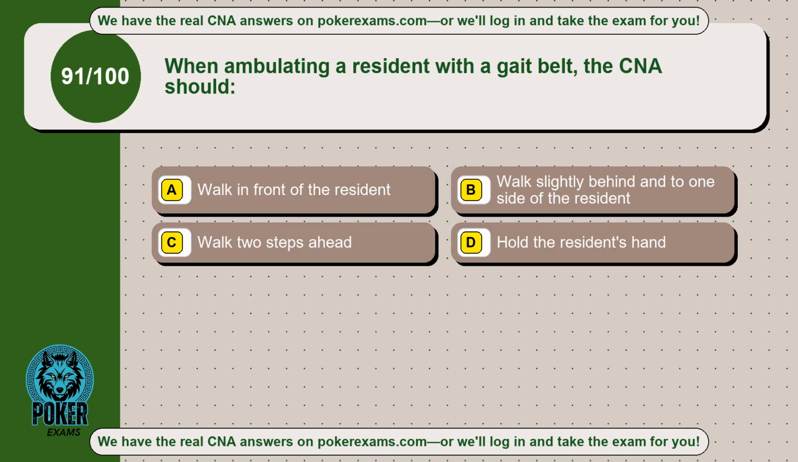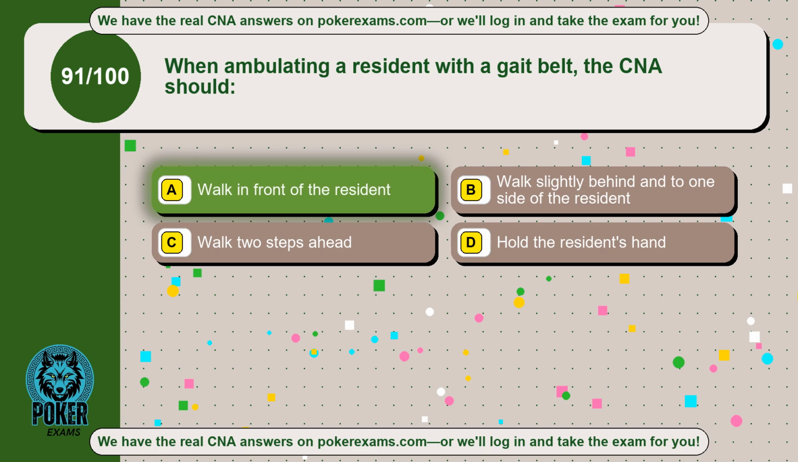Question 91. When ambulating a resident with a gait belt, the CNA should. Option A. Walk in front of the resident. Option B. Walk slightly behind and to one side of the resident. Option C. Walk 2 steps ahead. Option D. Hold the resident's hand.